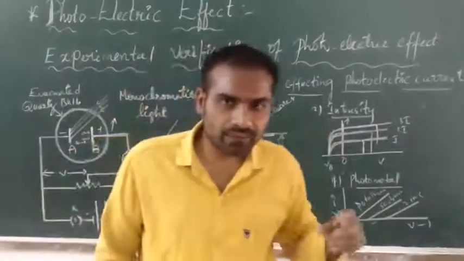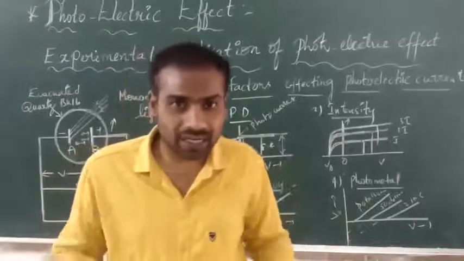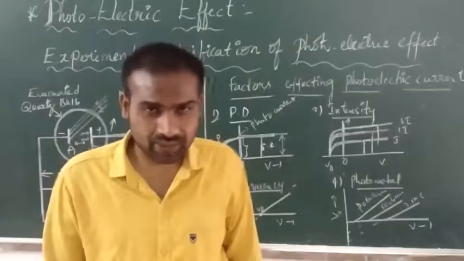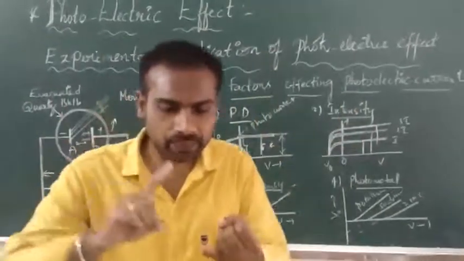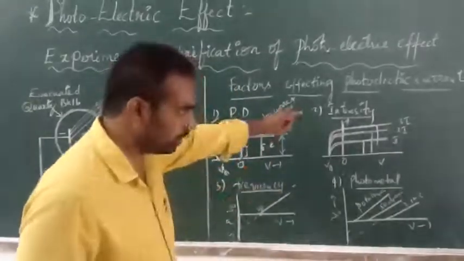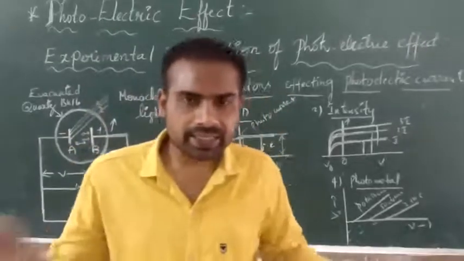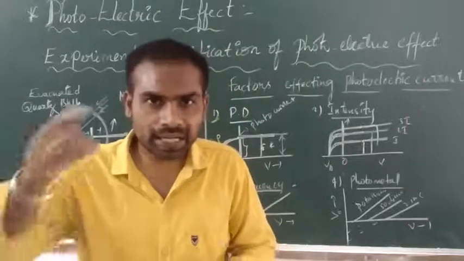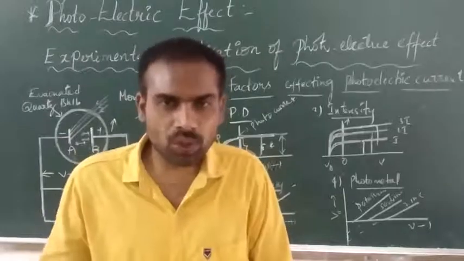So these are the four factors which affect the photoelectrons or photocurrent. These are also called the characteristics of photoelectrons. They depend upon four factors: potential difference, intensity, frequency and photometal. This covers the definition of the photoelectric effect, experimental verification and the factors influencing the photoelectrons.